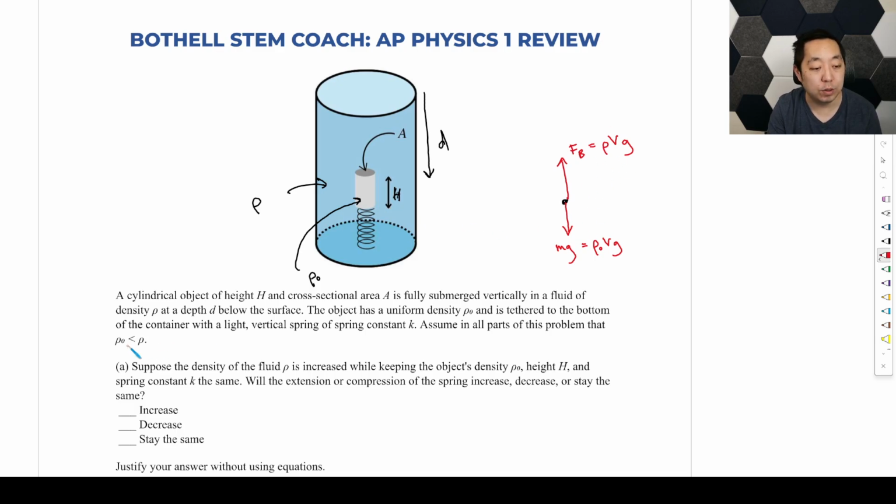And because rho is greater than rho naught, this force is greater. That means, because the acceleration is 0, right, that the spring, in order to keep it from floating upwards, is exerting a downward force. Now, if we increase the density, this force is going to increase, because we're going to increase the rho. We're keeping all this stuff the same. So in order to compensate for that bigger upward force, the spring is going to have to pull even harder, so it's going to need to stretch more. Because remember, spring force is related to how much you stretch it. So the spring force also has to go up.